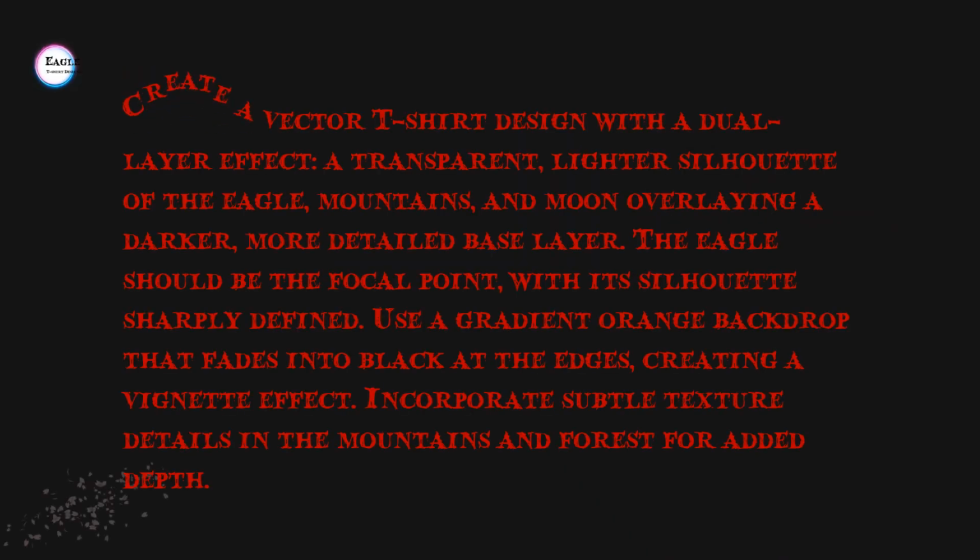Create a vector t-shirt design with a dual layer effect, a transparent, lighter silhouette of the eagle, mountains, and moon overlaying a darker, more detailed base layer. The eagle should be the focal point, with its silhouette sharply defined. Use a gradient orange backdrop that fades into black at the edges, creating a vignette effect. Incorporate subtle texture details in the mountains and forest for added depth.